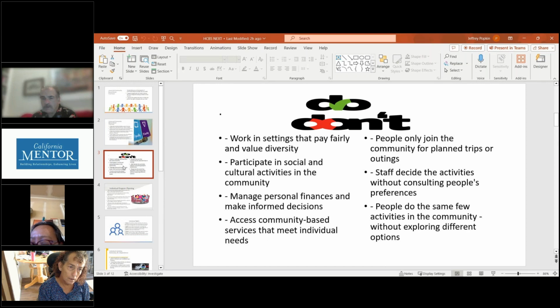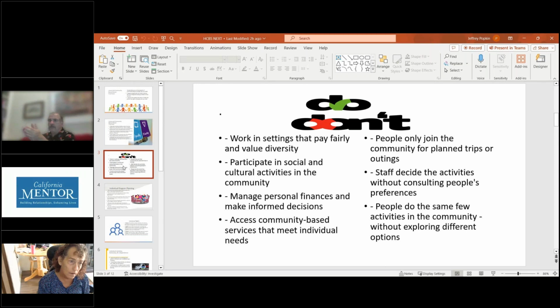What we don't want to do is have people only join community trips or outings that are planned at the facility, where we go with other clients, or go as our own group, and no one else is really integrated into the activity. Staff decide the activity without consulting people or their preferences. So we don't want you, as the staff, to say, okay, we need to go on trips because the rules say we do, this is where we're going and this is how we're going to do this, and then we'll come back at the end of the day.